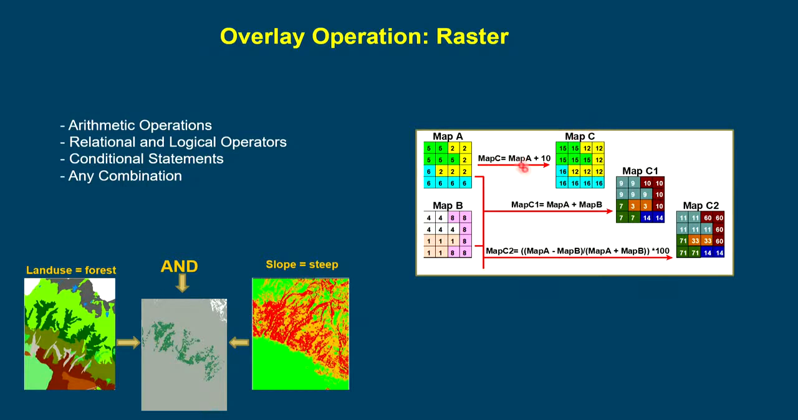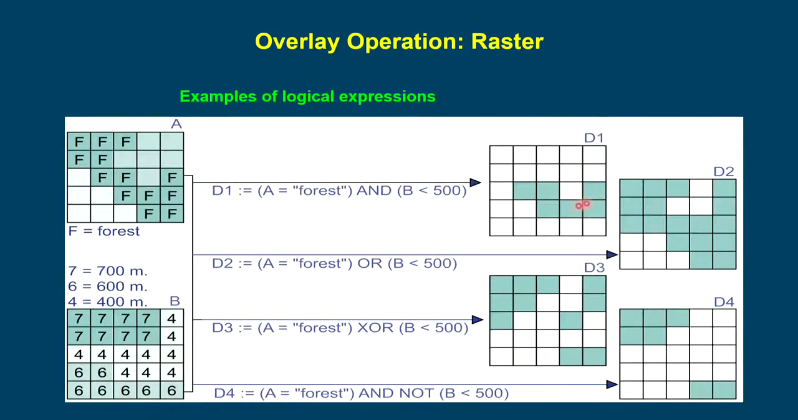So map C equal to map A plus 10. It means using map A you are creating map C just by adding 10 in each and every pixel. So another map is generated. Similarly, map C1 equal to map A plus map B. Similarly, you can generate map C2 like (map A minus map B) upon (map A plus map B) into 100. So this type of product. These are the mathematical operations which you can apply over the raster images.